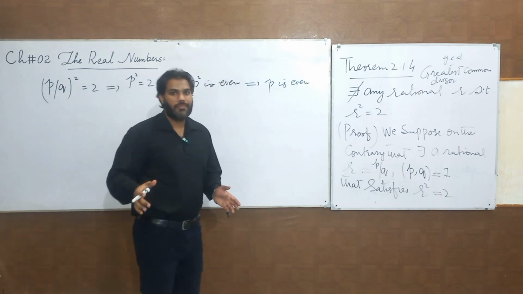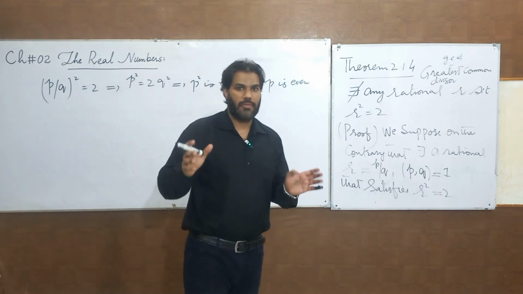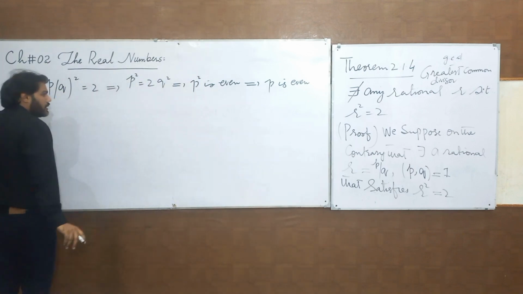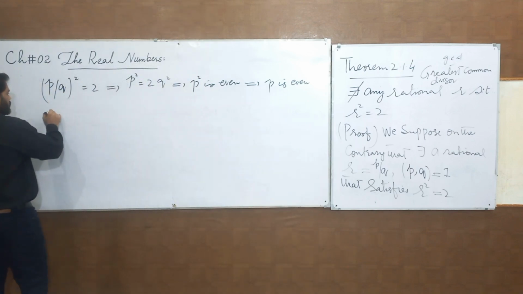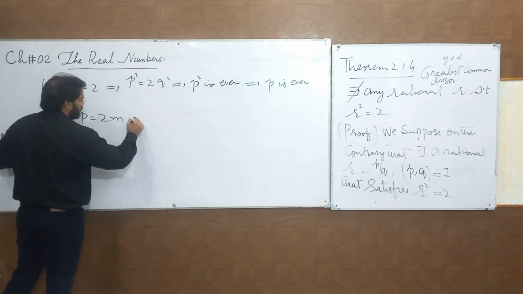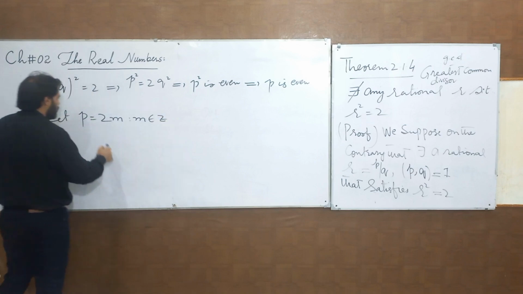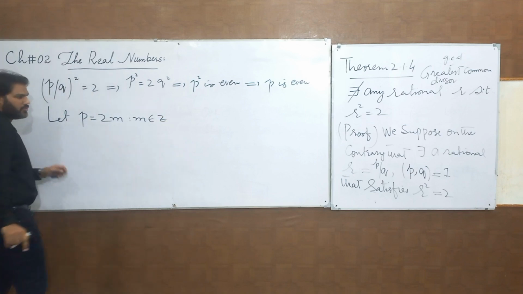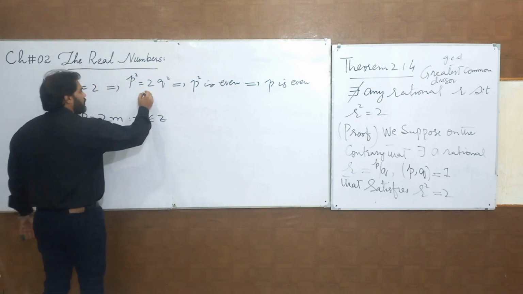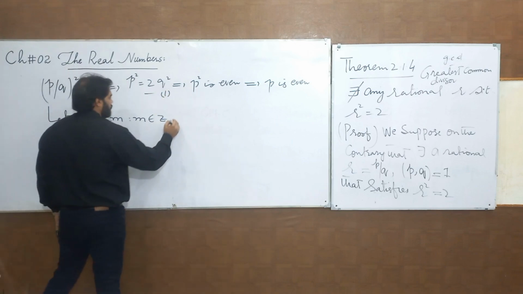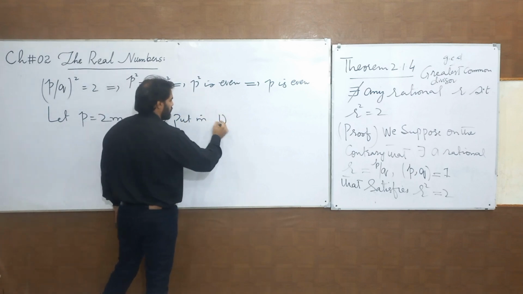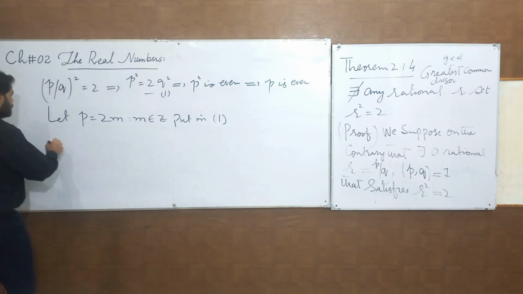If the square of a number is even, then it must be that the number is itself even. So we suppose, because P is even, let P is equal to 2m and m is an integer. So plugging this value of P is equal to 2m here, put in 1.